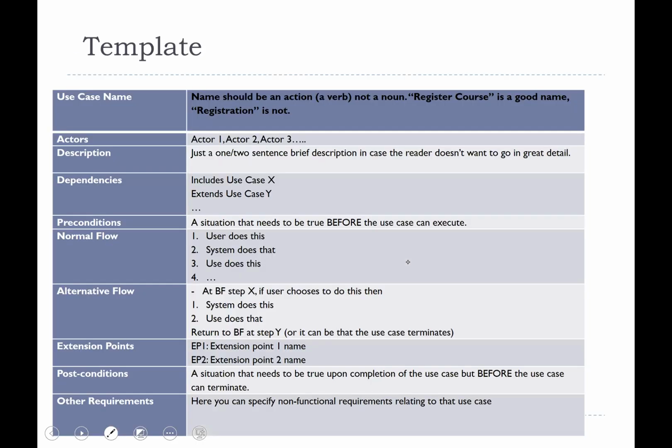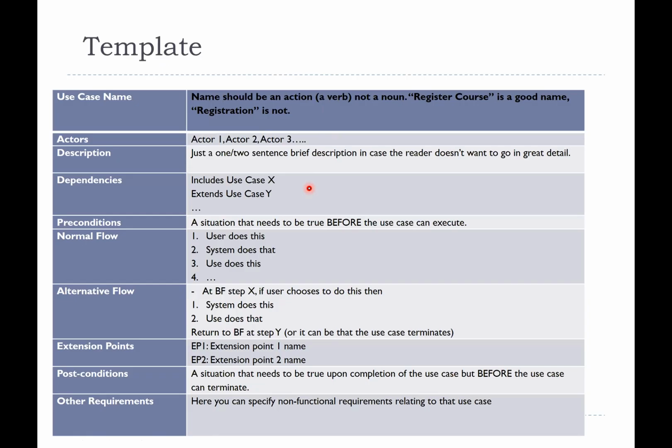This is a template that I do encourage you to use. You can actually copy paste that. Okay, so you'll have a name, which must be a verb. Then the actors that are involved. Then you get a brief description, which tends to be an executive, one-liner. For example: customer can withdraw cash from the ATM machine.